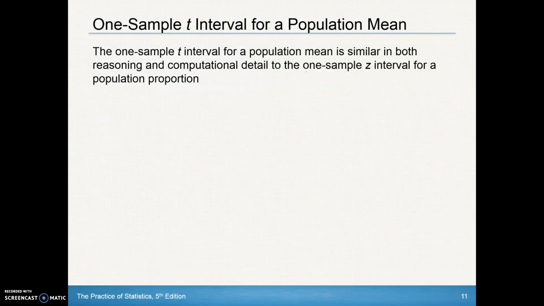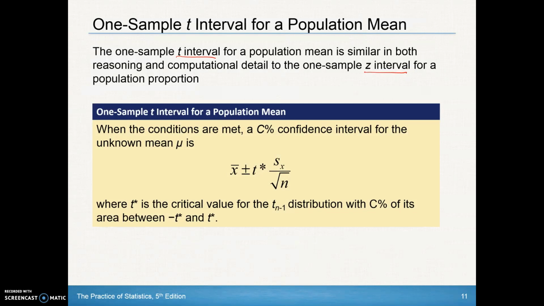So, the one sample t interval for a population mean is similar in both reasoning and computational detail to the one sample z interval. So again, our t interval is very similar to a z interval for a population proportion. In a population mean, we're going to be using x bar, where in the population proportion we're using a p hat. In the population mean, we'll be using a t star, and our standard error is calculated that way.